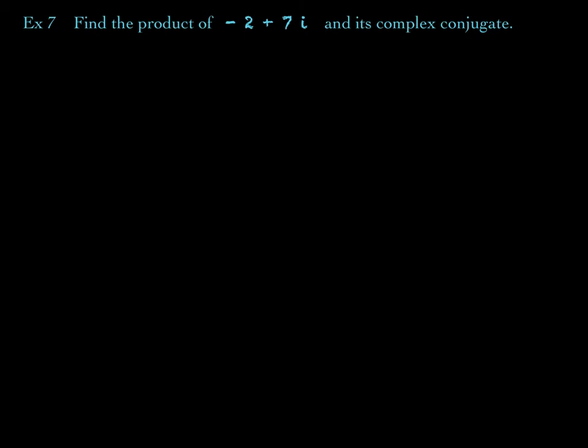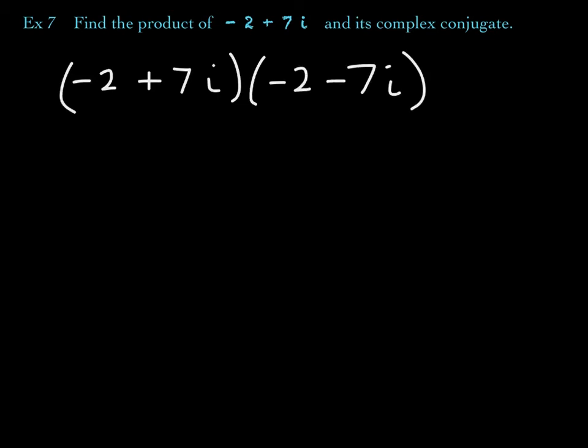Now, remember that a complex conjugate is just the opposite operation, okay? It's not the opposite number. It's just the opposite operation. So, negative 2 plus 7i, its complex conjugate, is going to be negative 2 minus 7i. So they want us to multiply this number that they gave us by its complex conjugate. Notice that the only thing that I changed was the operation from addition to subtraction.